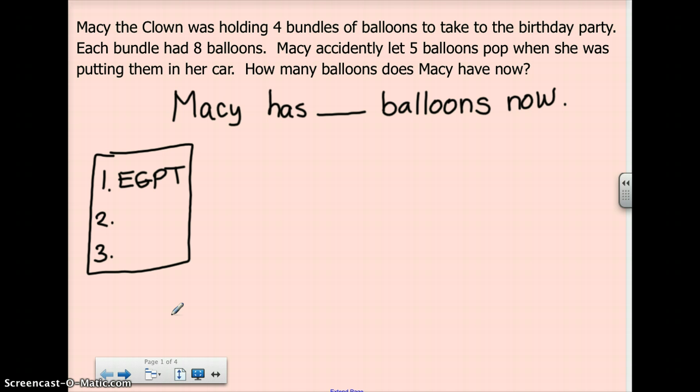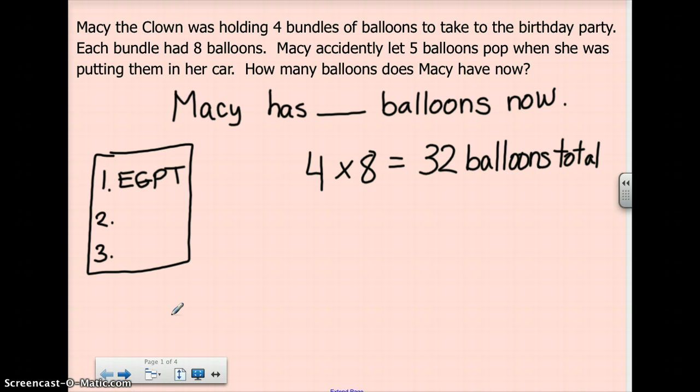Okay, so you'd start off with 4 bundles, and they each have 8 balloons, which is a total of 32 balloons. Really important that the kids can give the words to go with that number, so it's not just 32. Identifying what that 32 means. 32 balloons total.